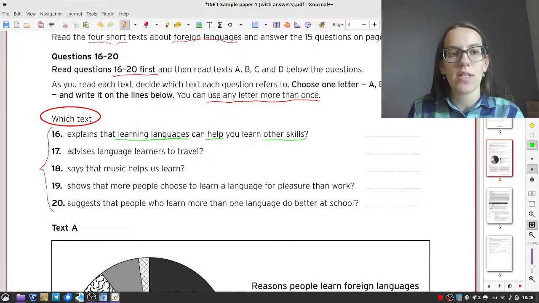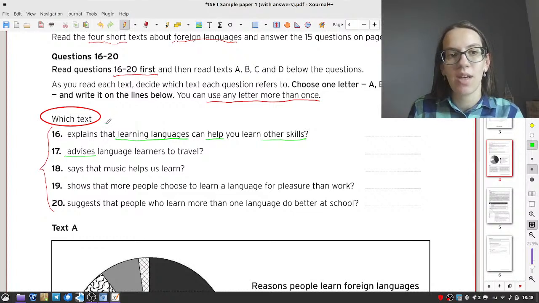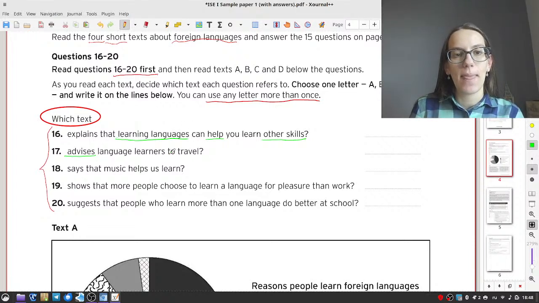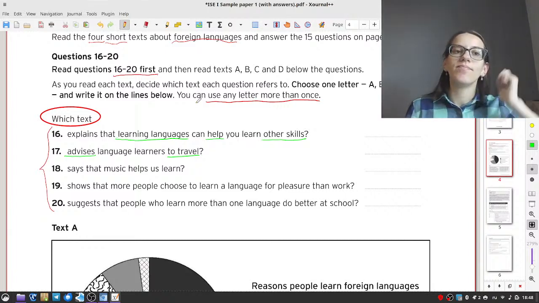In question 17, what are we looking for? Which text advises language learners to travel? Well, first of all, advises, does it mean that the text agrees or disagrees with this idea? Well, advise means the text agrees with the idea that language learners should travel. And travel, of course, is the action that language learners need to do.